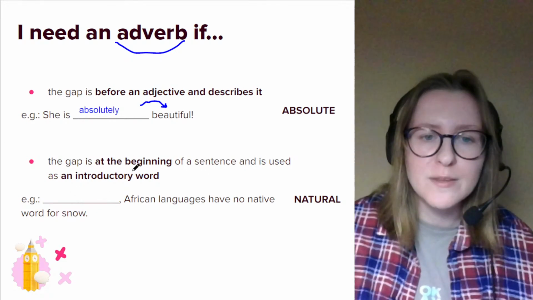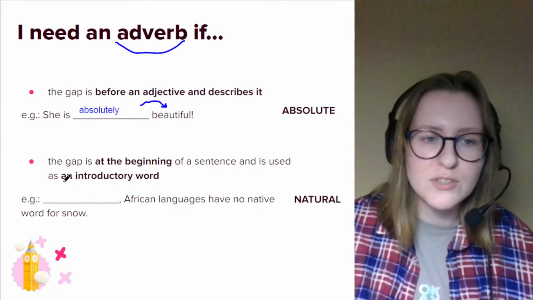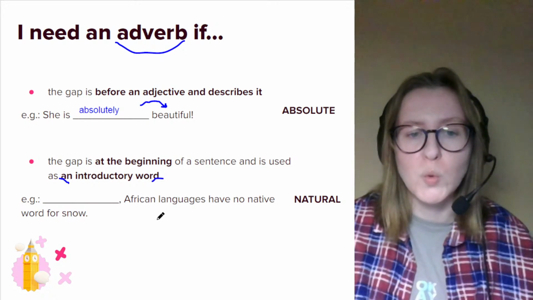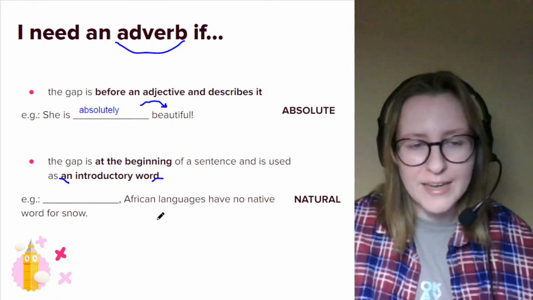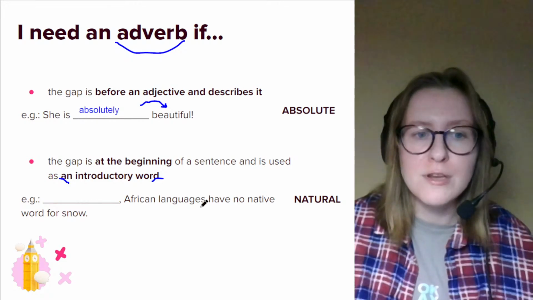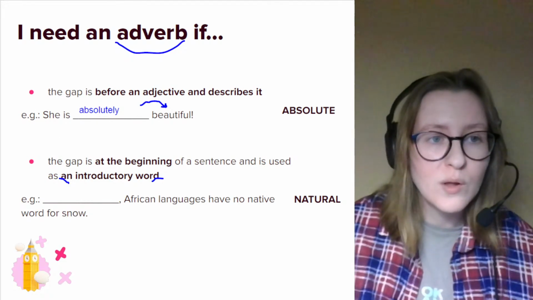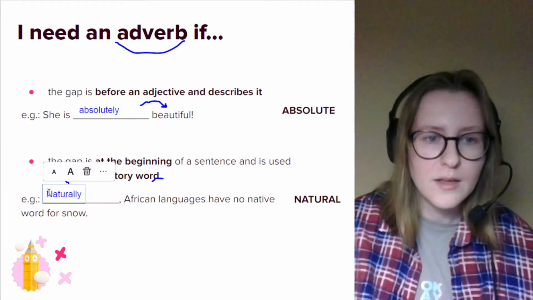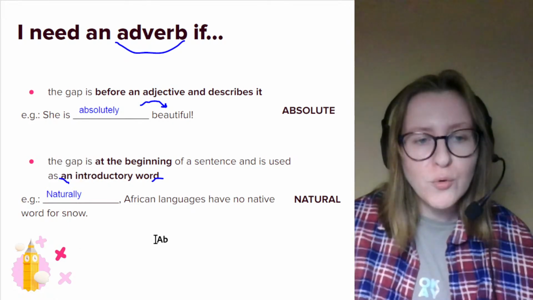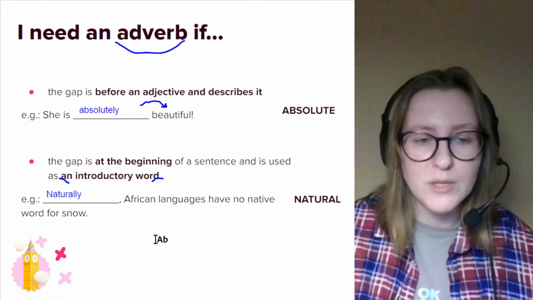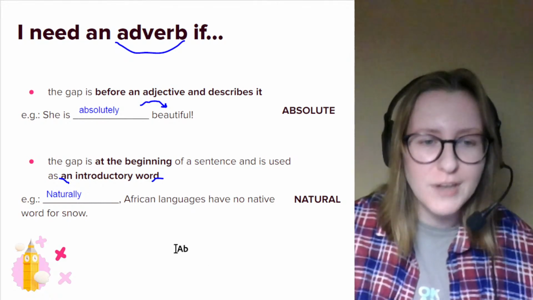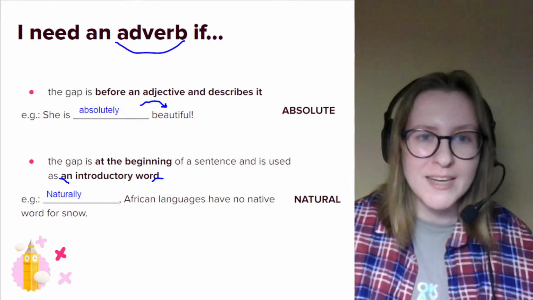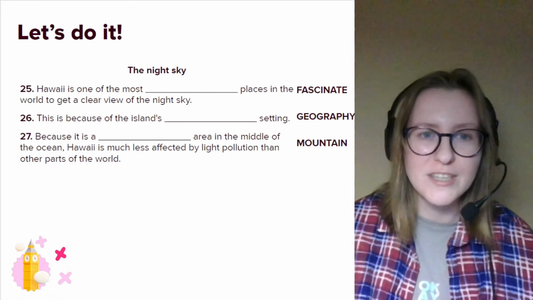So if the gap is at the beginning of a sentence and is used as an introductory word, which describes the whole sentence, we need an adverb. African languages have no native word for snow. How? Naturally, right? Naturally, African languages have no native word for snow. Why is it so natural? Well, because it rarely snows in Africa, right? Guys, that's it about adverbs. And I guess we're ready to try this ourselves, right?